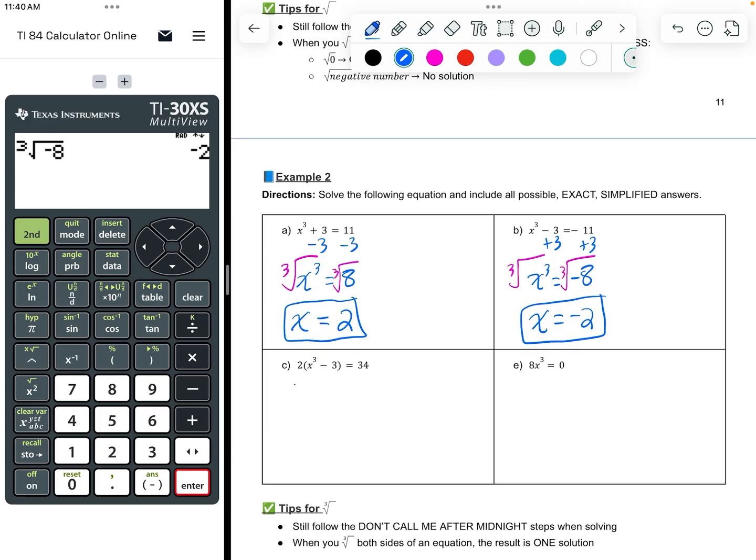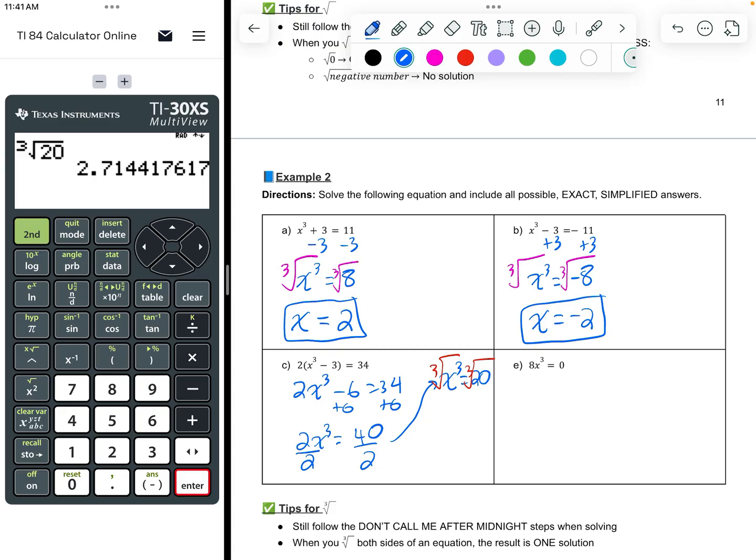C, we'll start by distributing the 2 to get 2x cubed minus 6 equals 34. Add the 6 to both sides. 2x cubed equals 40. Divide by 2. I'm just going to move this up here. x cubed equals 20. And then we do the cube root. And we could check what the cube root of 20 is. So this time we get this irrational decimal.